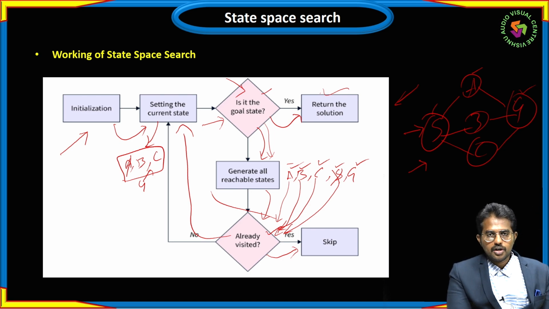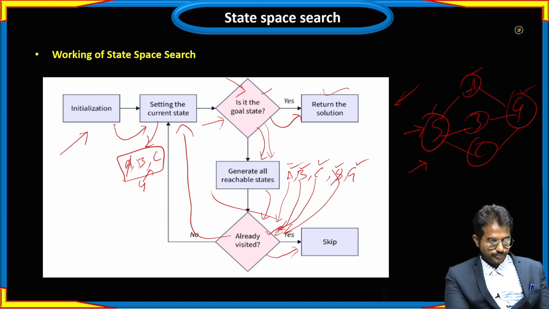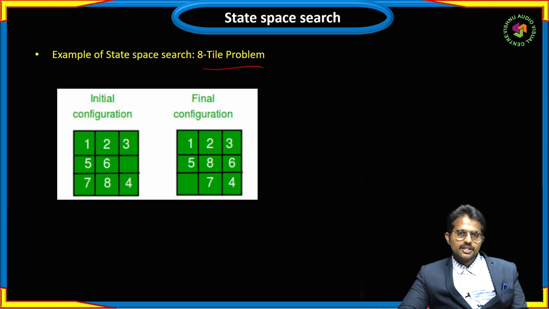So this is the working of a state space search. Some of the examples of state space search are the 8 tiles problem, the man-goat-lion problem, the water jug problem, and the n-pin problem. In this one, first we will see what the 8 tile problem is.